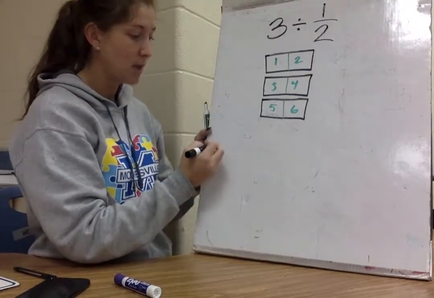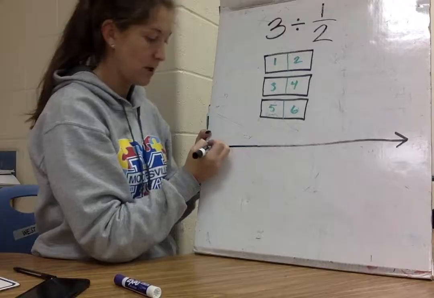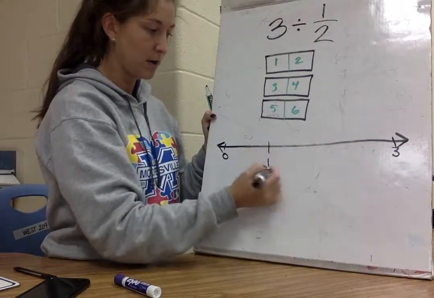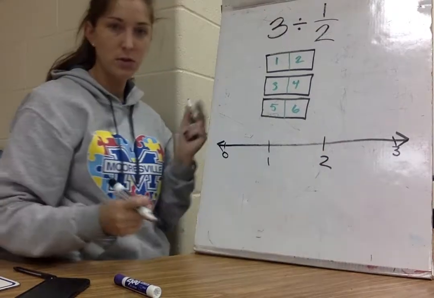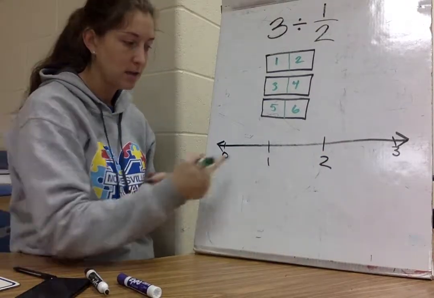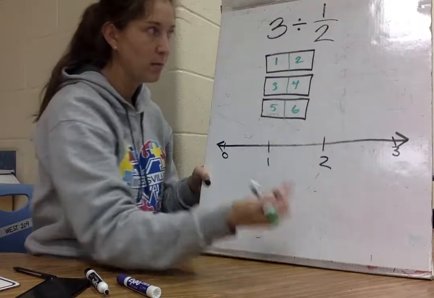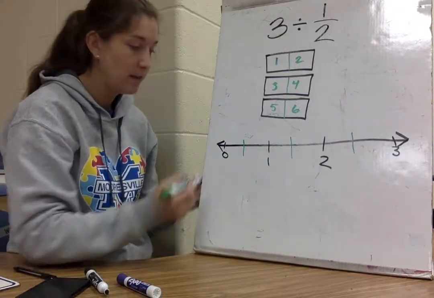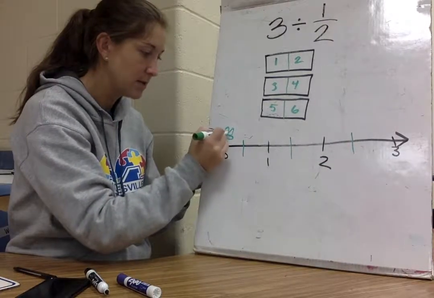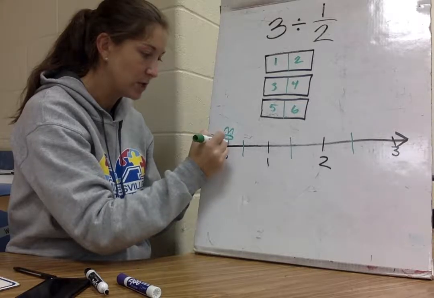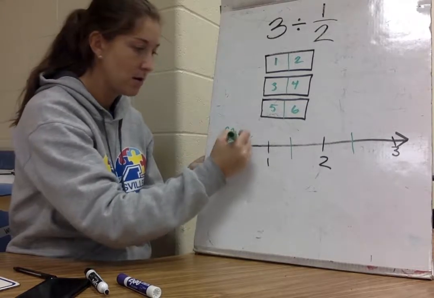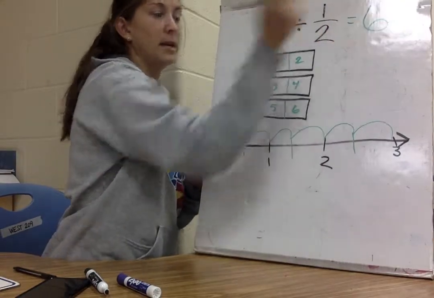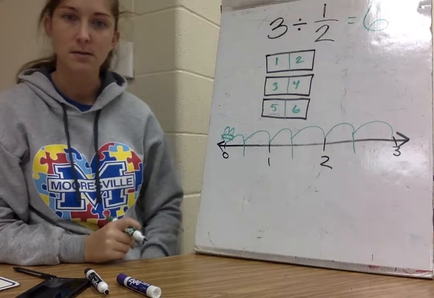And I can do the same thing with a number line as well. Again, I've got to start at 0 and end at 3, but I've also got to make sure I put my 1 and my 2 in there as well. Again, each place in between my whole numbers, I'm going to split into half. So I'm going to create 2 pieces. And then my frog, starting at 0, is going to jump to 3. 1, 2, 3, 4, 5, 6. My answer to this problem is 6.